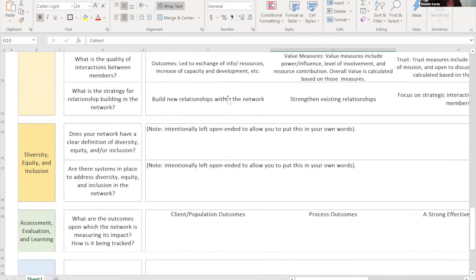Okay, and just two more areas: diversity, equity, and inclusion. Two big questions here. Does your network have a clear definition of diversity, equity, and inclusion? And are there systems in place to address it? You're going to see here that we don't have choices.